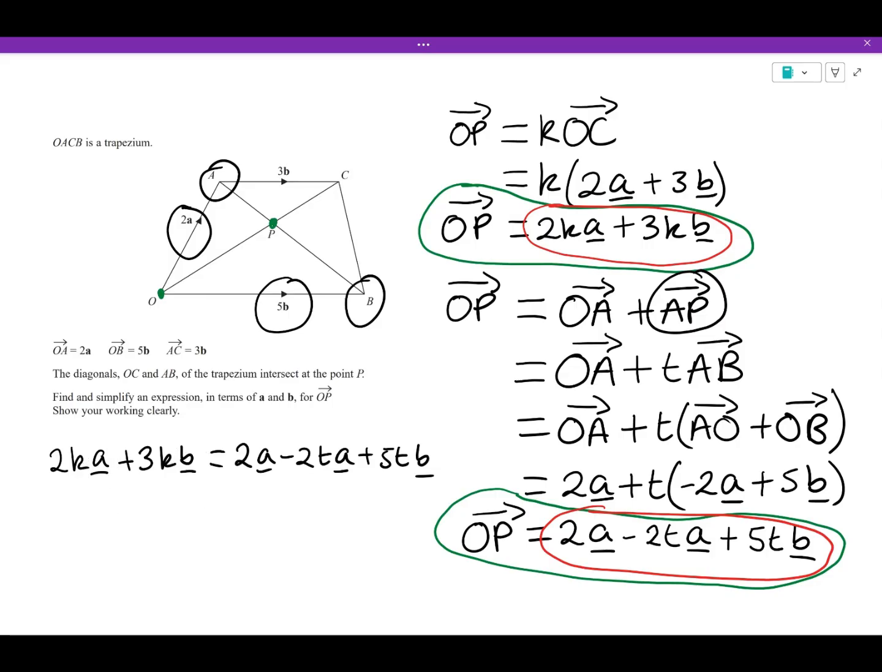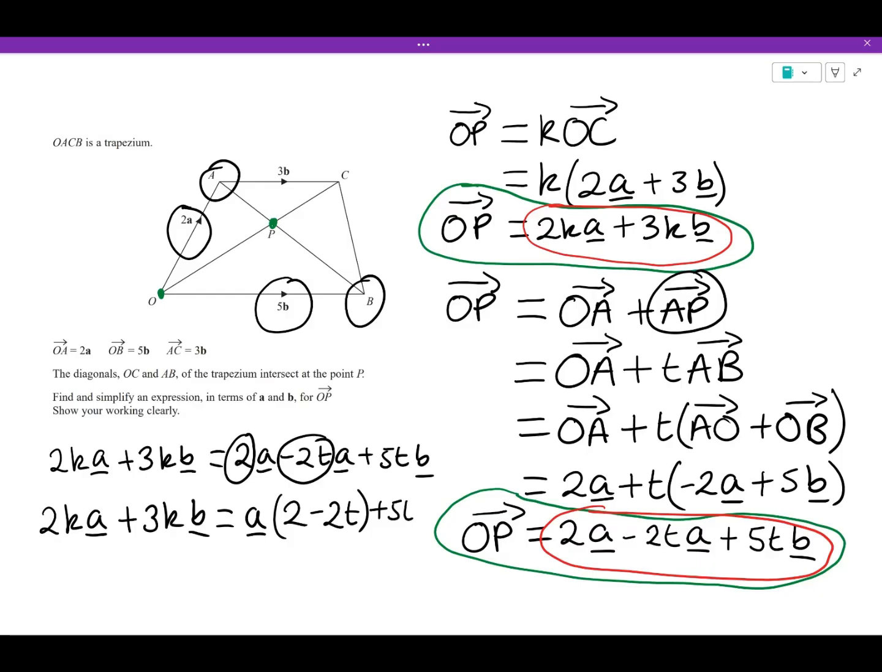Okay, B does appear once, so that's fine. However, the A is the problem, and that appears twice. So on the right-hand side, I'm going to factorize out A so that it only appears once. So I would get A outside the bracket, and then that would be multiplied first in the bracket by 2, and then by negative 2t, like that. And then I've got the plus 5tb outside my bracket there, like that.